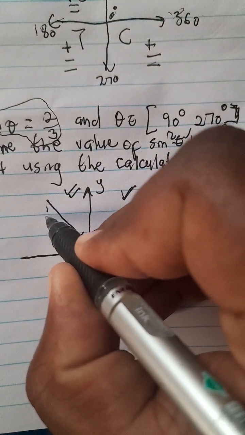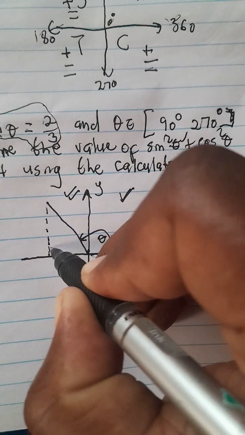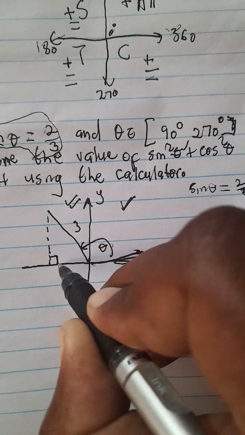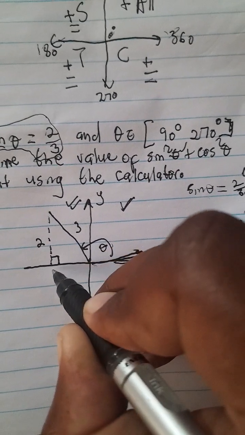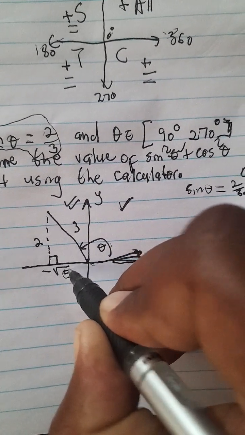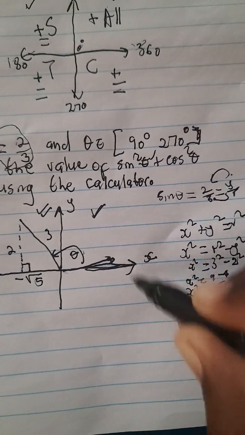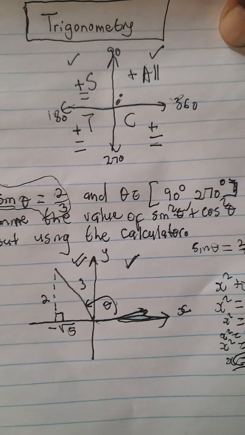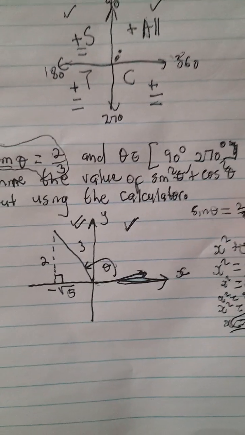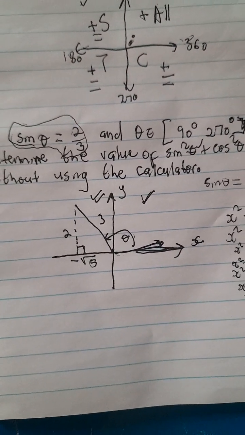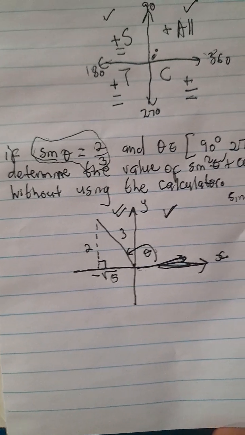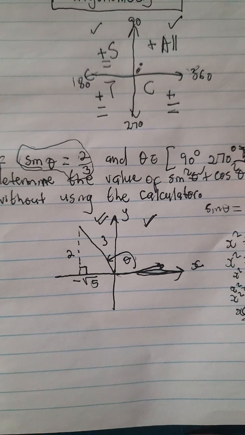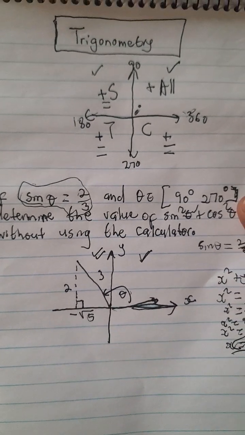So let's continue the drawing. This is 90 degrees. Let's put this is 3, and our y value, which is 2, and we have negative root 5. I've done the part of finding the missing value, which was x. So from here you will have acquired some marks. Now the real deal starts to get interesting.